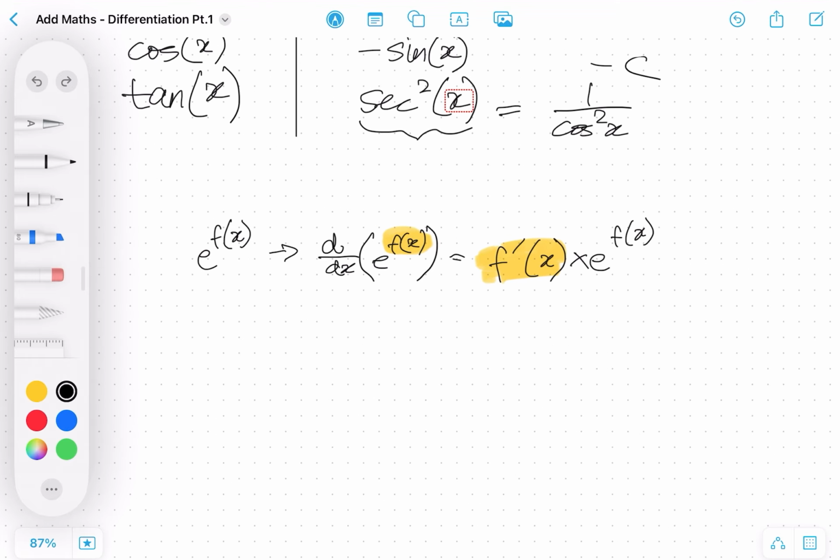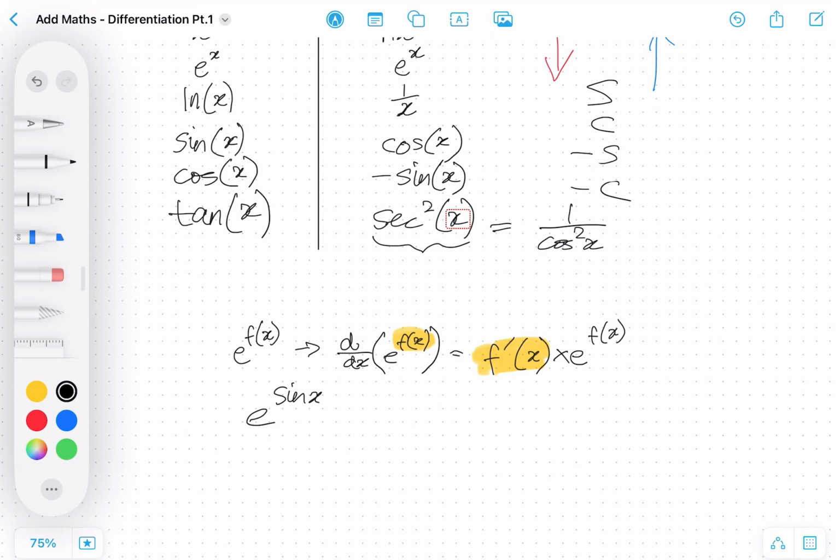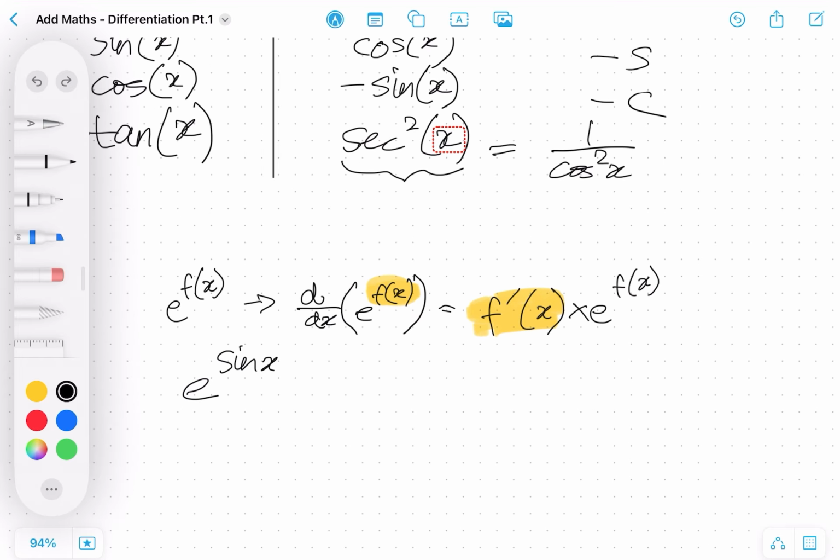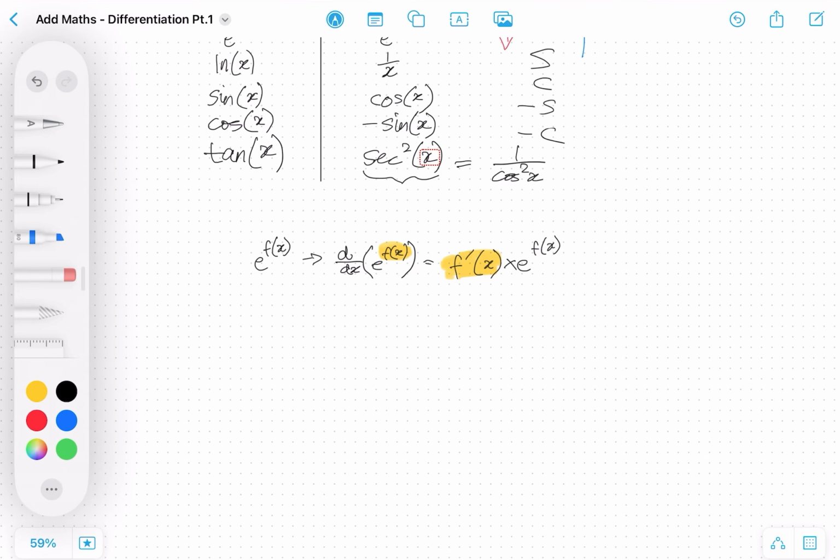So for example, if we had e to the power of sine x, we know from above here that the derivative of sine x is cosine x. So the derivative of this would be cosine x multiplied by e to the power of sine x. And that's how it would work. And this chain rule can actually be applied for any of these.